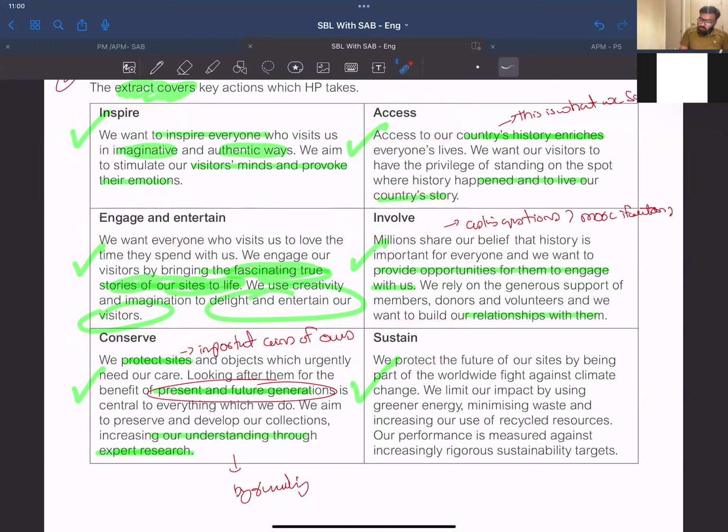Okay, so the future of our sites, right? We limit our impact by using greener energy, minimizing waste, and increasing use of recycled resources, right? Our performance is measured against increasing sustainability targets. So preserving doesn't mean that you're going to be sacrificing sustainability. That's an important factor.